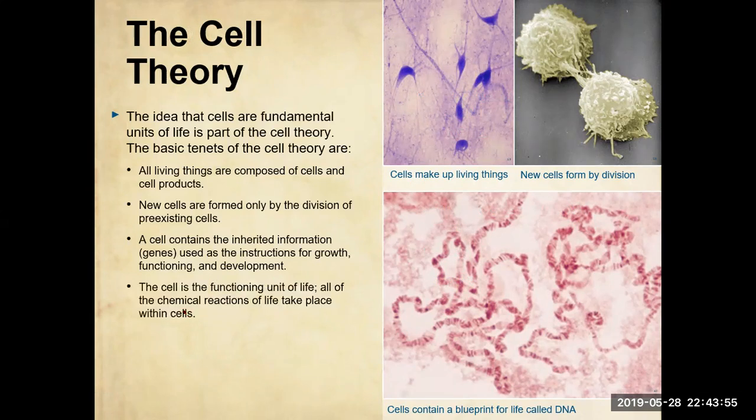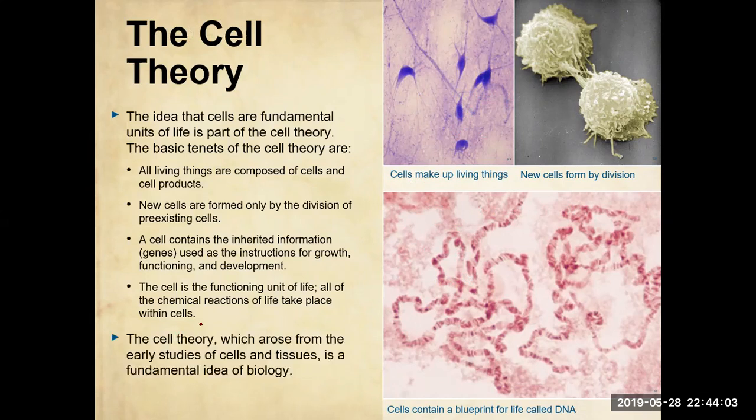The cell is the functioning unit of life. All of the chemical reactions of life take place within cells. So we can say that the cell theory, which arose from the early studies of cells and tissues, is a fundamental idea of biology.